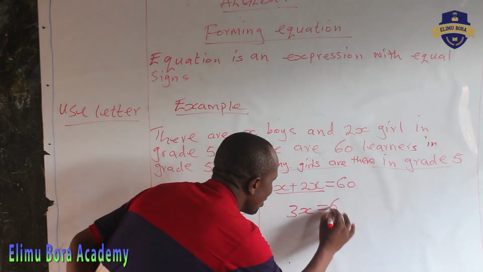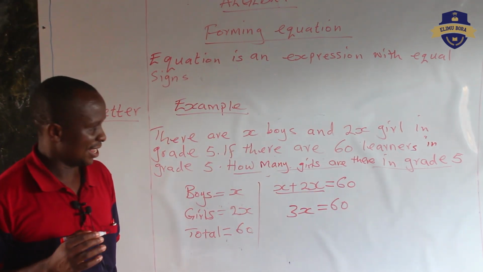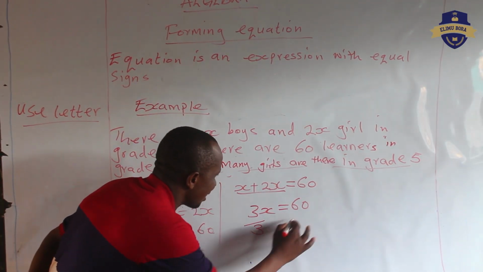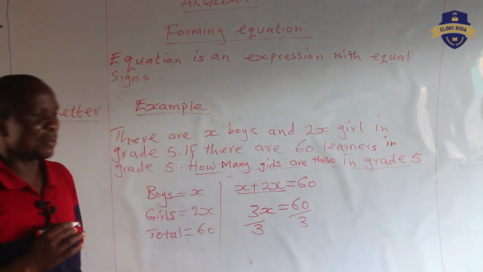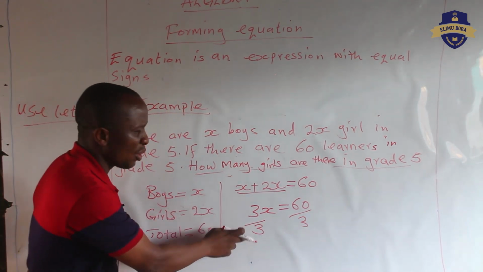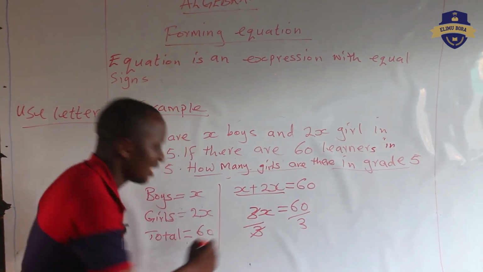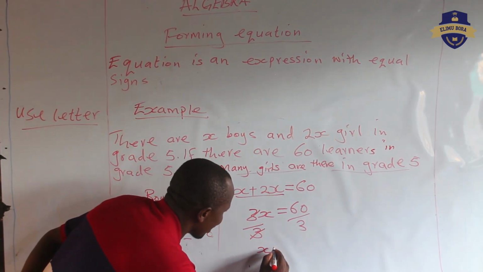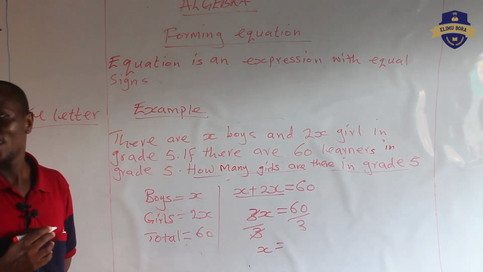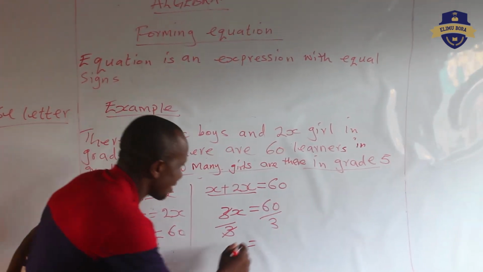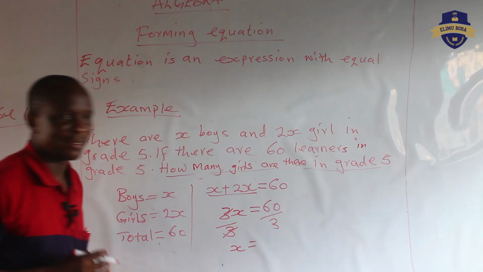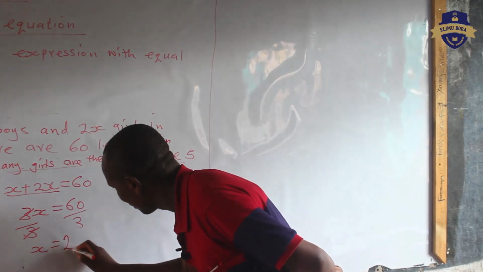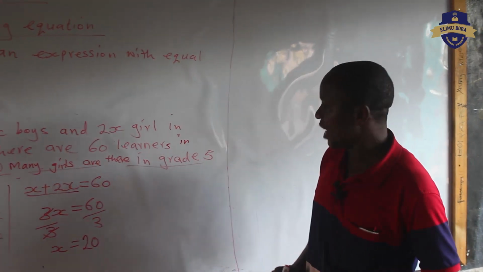When we take X plus 2X, what do we get? We get 3X is equal to 60. From there we simplify by dividing by 3, and you also divide the other side by 3. 3 over 3, the 3 cancels with 3, and we remain with X. Then 60 divided by 3, yes, 20. So X is 20.